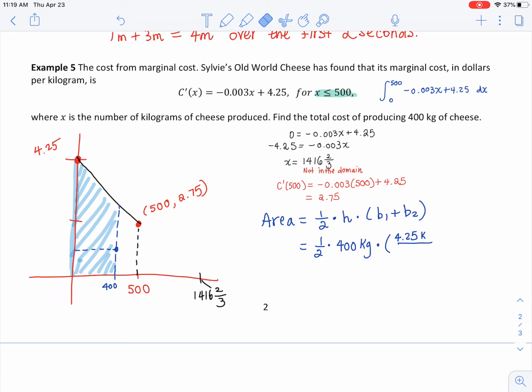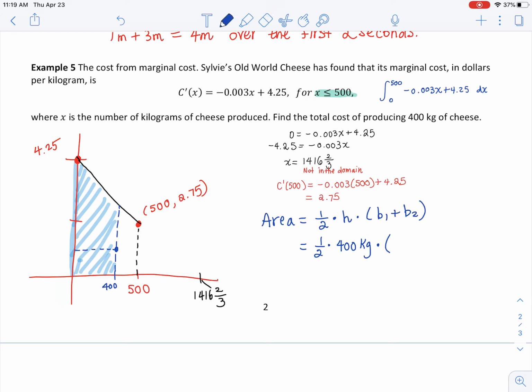And how tall is that bar? That bar is about 4.25. And if I'm trying to be picky about units again, I can say this is 4.25 kilograms per what? No.